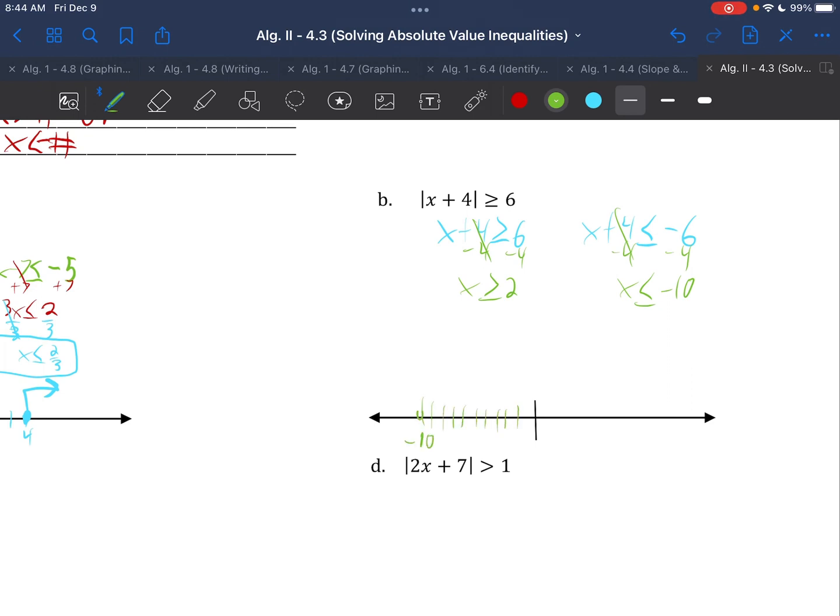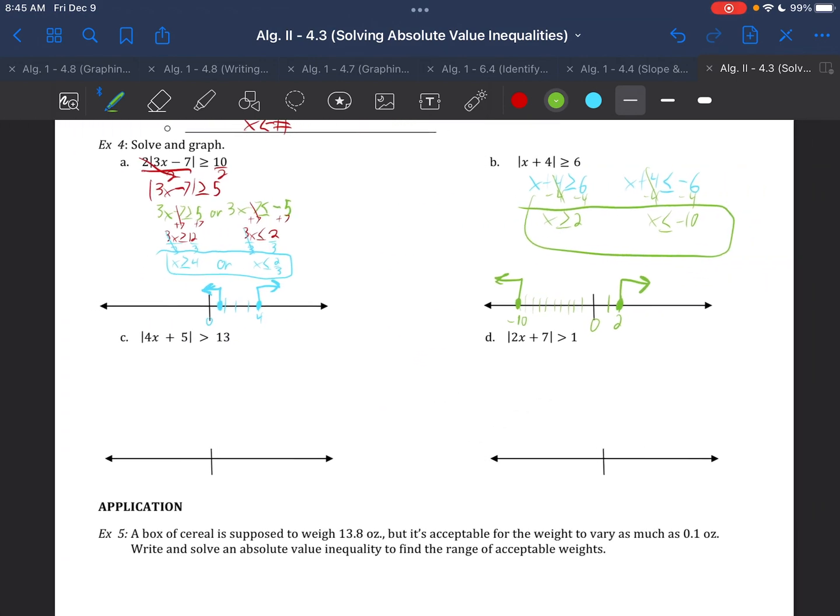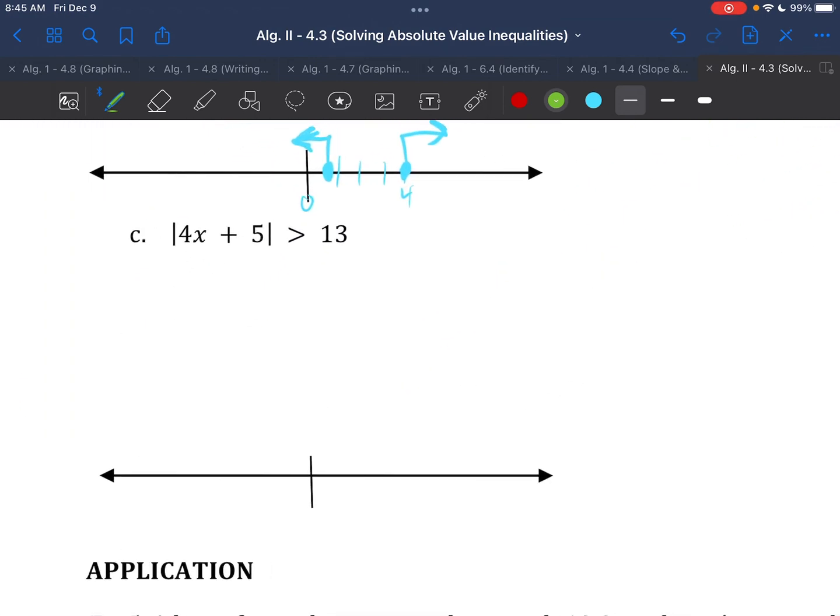So, graph them. 1, 2, 3, 4, 5, 6, 7, 8, 9, 10. Less than negative 10, these numbers are less than it, like negative 11, negative 12, and so on and so forth. 0 is not less than negative 10, so we go away from that. 1, 2, closed circle, greater than 2 would be to the right. And those were the answers.